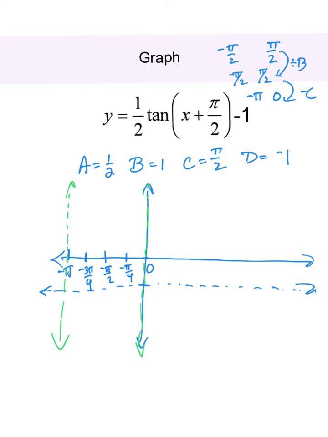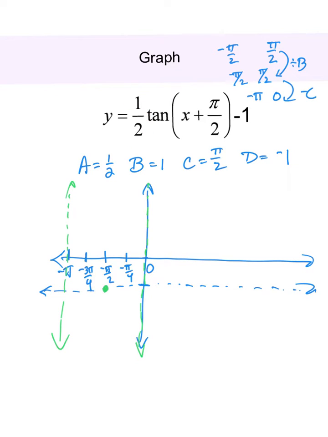My tangent graph crosses the x-axis right in the middle of the x values that I am plotting. And then it goes up on the right and down on the left. Now it's going to go up a half, not 1. This is not an amplitude, but it's how far it's stretched or shrunk. And in this case, it's shrunk by a half.